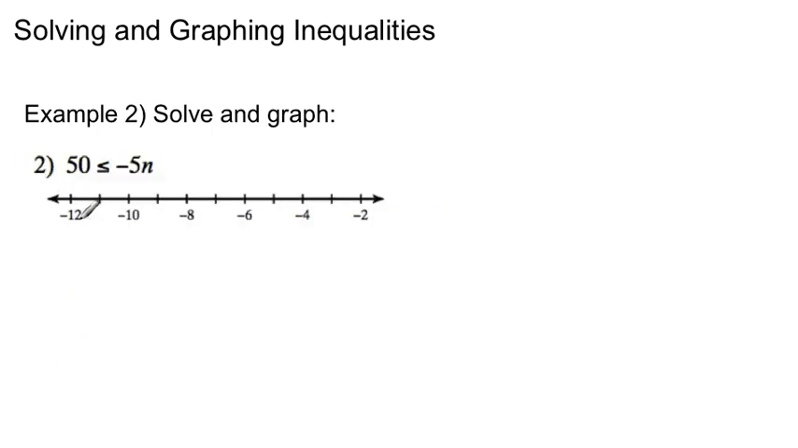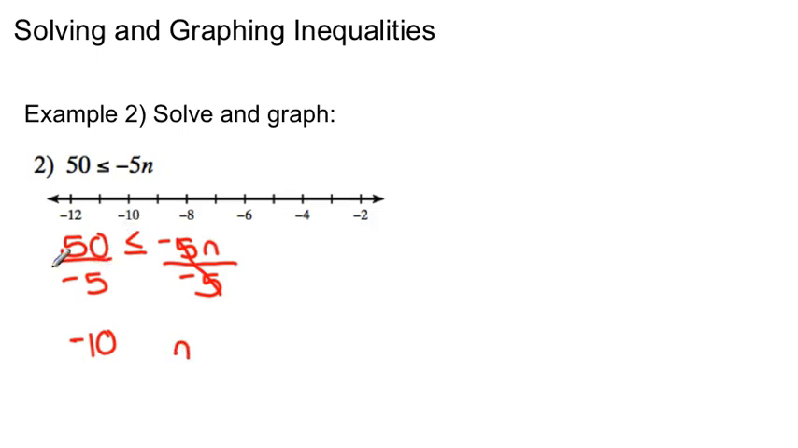Next up, I have another fairly simple one. This is just a one-stepper, but one of our unique situations for inequalities comes up. Here I've got 50 is less than or equal to negative 5n. I want to isolate the n, get it by itself, but we're multiplying by negative 5. So to undo multiplying by negative 5, I divide by negative 5. 50 divided by negative 5 is, of course, negative 10. These will cancel, and I'm left with an n, but I divided by a negative number, so I have to flip the direction of the inequality.